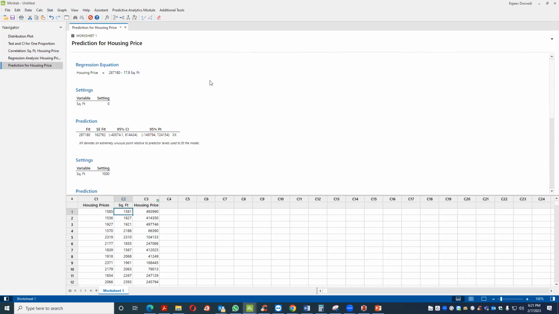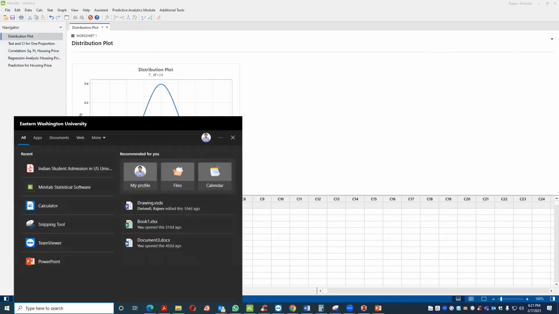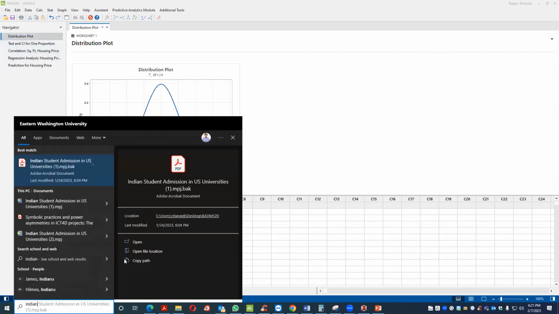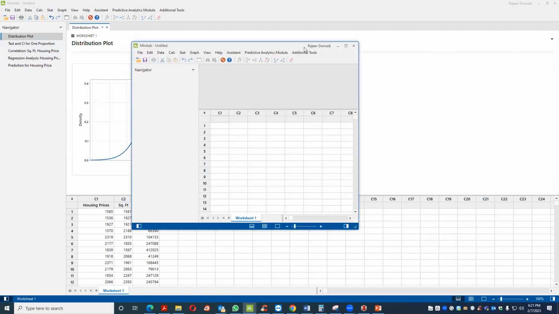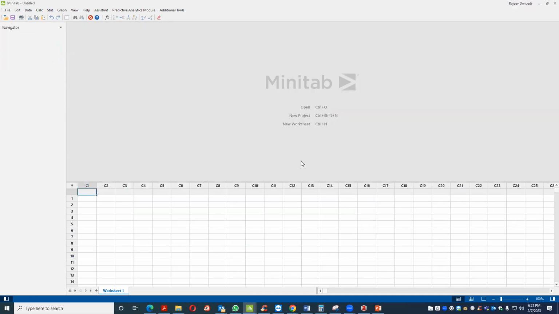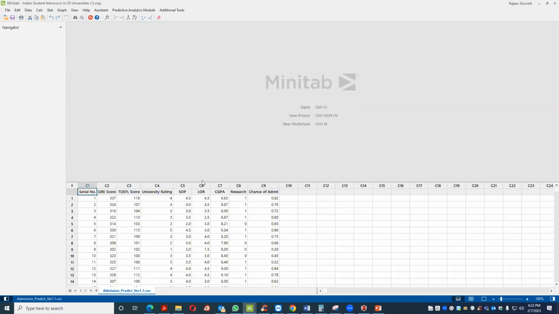So this is the way to predict. Now I'm going to show you some real data. Let me see if I can get Indian. Okay, I got the real data that I explained, the case of Indian students' admission in USA. And let's see, where is the data? Okay, right here we have the data.